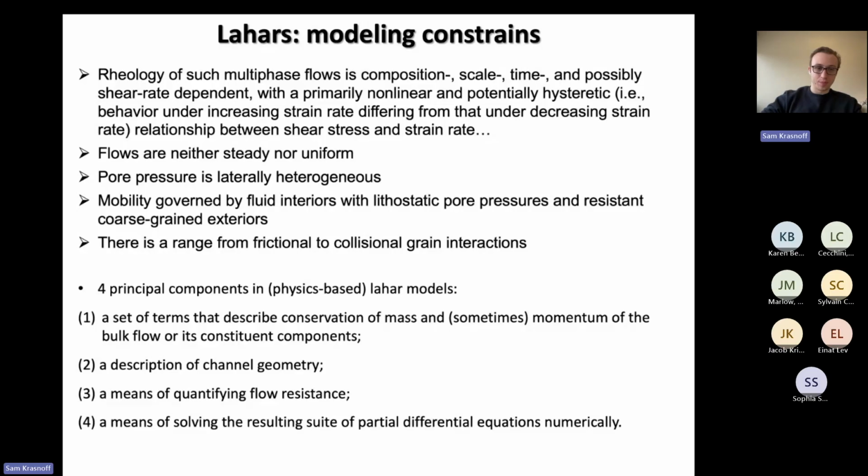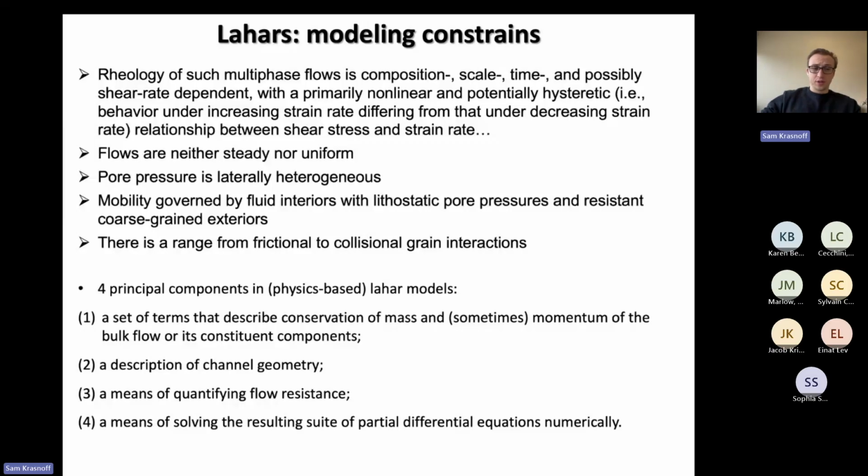So there's kind of four principal components that are often implemented in the lahar models or the debris flow models. It's some set of terms that describe the conservation of mass, and if they're heavier or more complex, they'll also describe the conservation of momentum of the bulk flow and its components. They give a description of the channel geometry in one way or another. This could be through a DEM or other elevation data. Some way to quantify the flow resistance, and then finally, some way to actually numerically solve the PDEs.